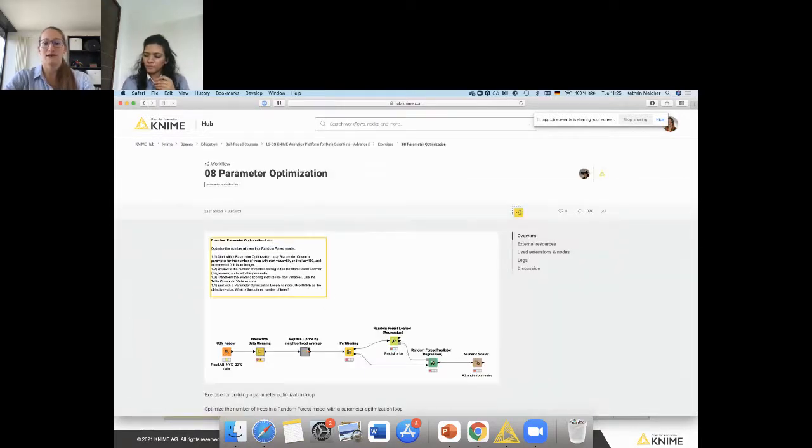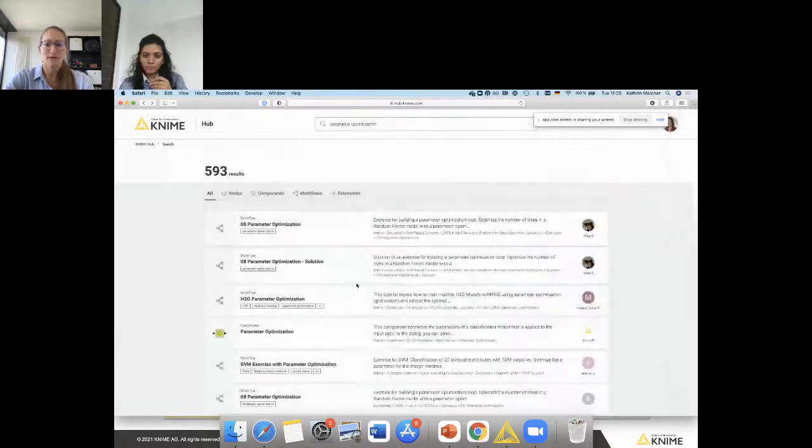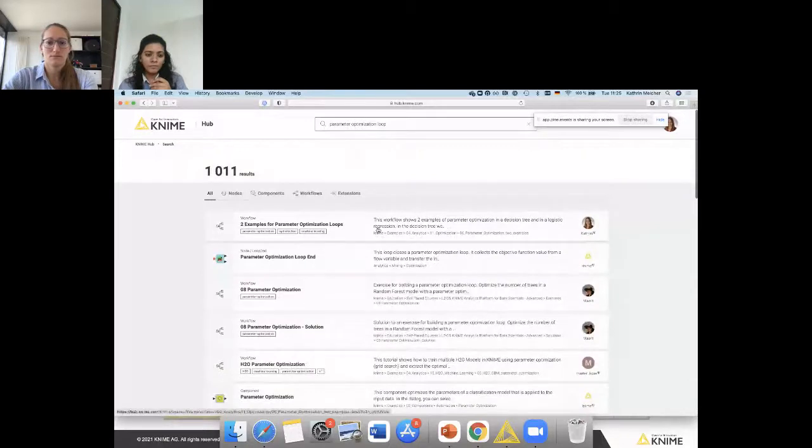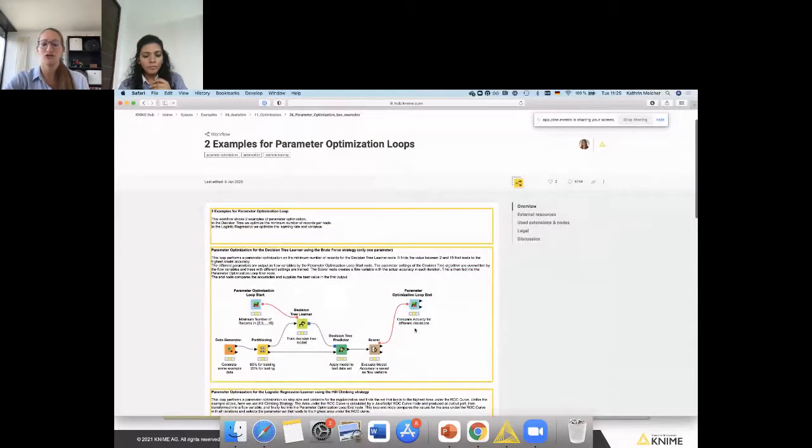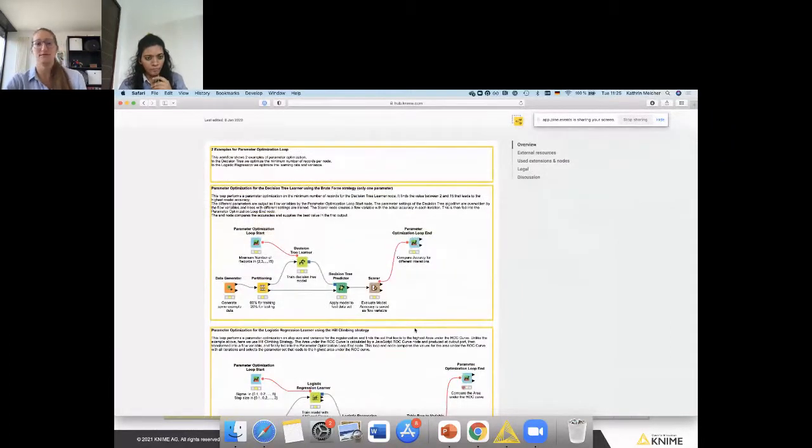And then you will find many workflows where people used, oh, that's not a parameter optimization loop. Let's look for parameter optimization loop. And here you see then different examples where people use this parameter optimization loop to optimize different algorithms. And also in other algorithms, like for example the decision tree or the logistic regression, you have different parameter settings. And what you always do here is, in the loop start node, you define the different parameter settings that you want to test, and in the loop end node, which measure you actually want to optimize. Is it the accuracy, the Cohen's kappa, and so on.